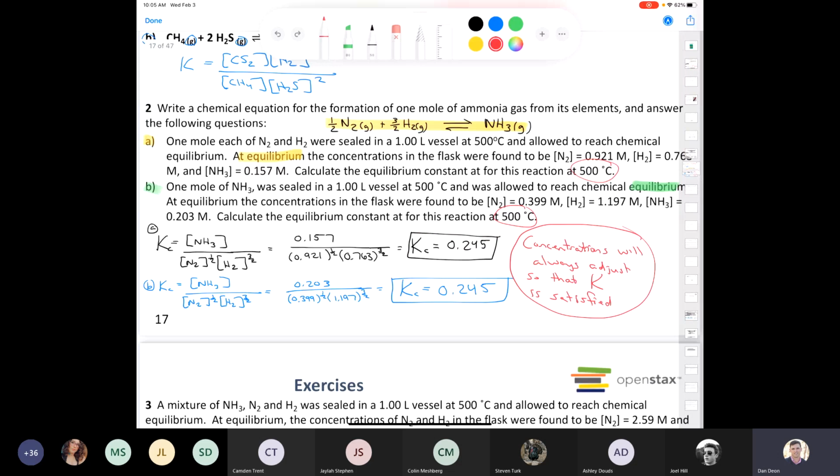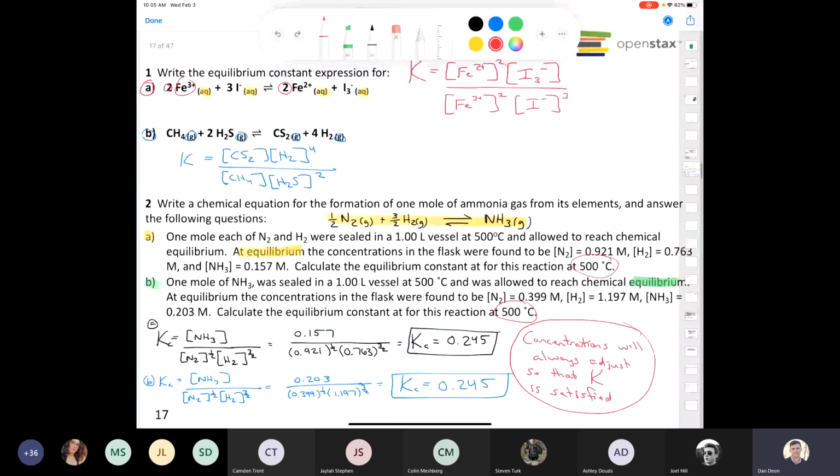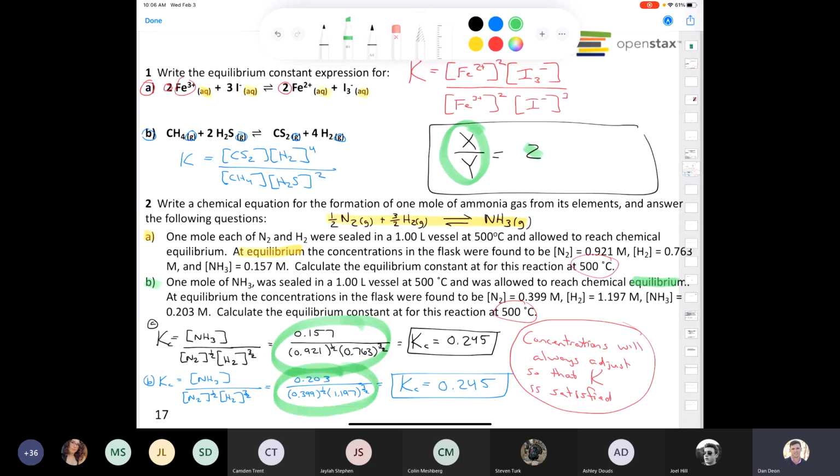Let me explain it in the simplest possible way. If I asked somebody on the street, what divided by what equals 2? Give me two numbers. Somebody might say 2 over 1, or 4 over 2, or 16 over 8, or 14 over 7. There's an infinite number of combinations of x over y that can equal 2. The same thing applies here: there are infinitely many different concentrations that are going to equal the Kc.